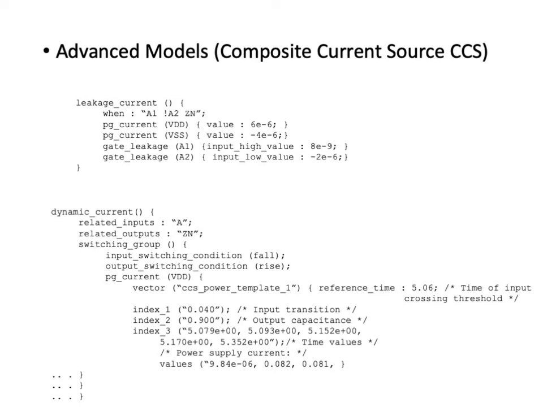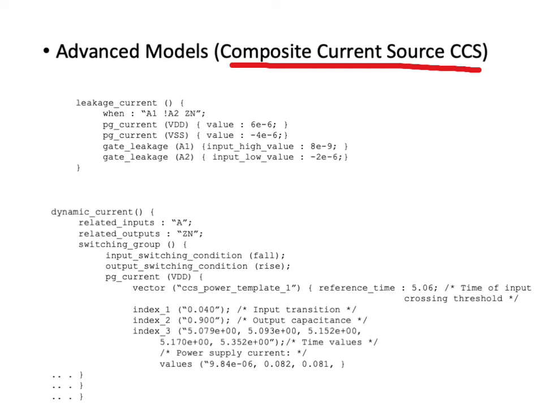dynamic power and leakage power typically specify it through composite current sources. That is, the current values themselves are specified as a function of capacitance, rise time, input transition time, and the time during which the current is applied.